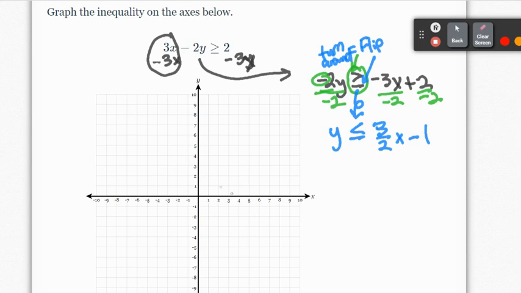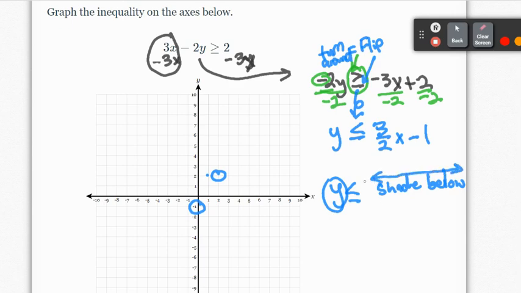So our job will be to plot. So I go to -1, rise 1, 2, 3, run 2. Right here will be the dot. And then how I connect them, since it's y less than or equal to, this is the shade below, because less than is below, and then it's got a solid line.